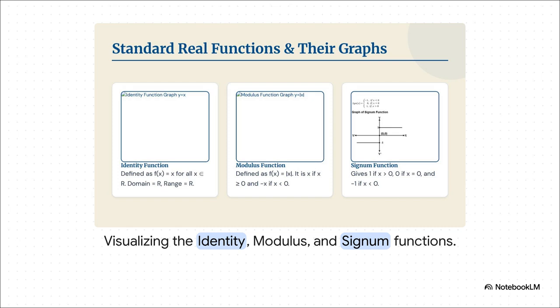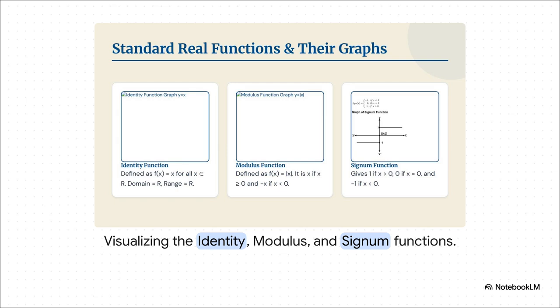Enter the boss level. We know the strict rules now, but what do they actually look like geometrically? Over on the left, we have the identity function. Whatever x is, y is exactly the same, giving us that perfect straight 45-degree diagonal line. In the middle is the modulus function. It turns everything positive, which creates that sharp V shape. And on the right, the signum function, which steps abruptly between -1, 0, and +1.